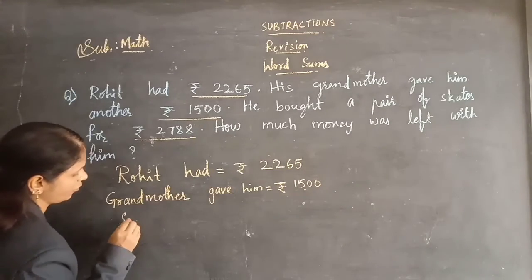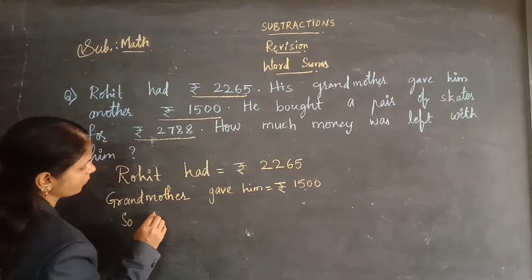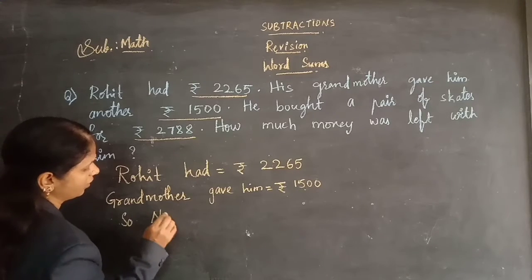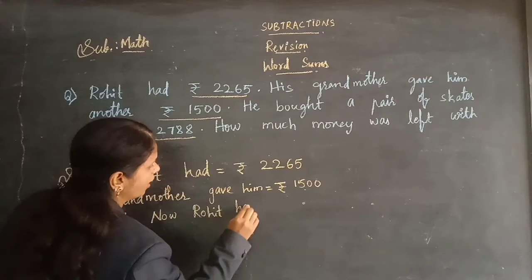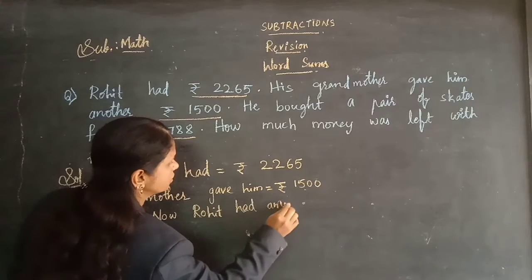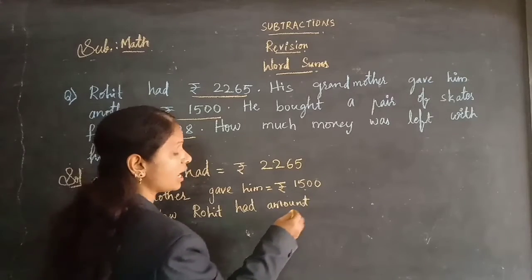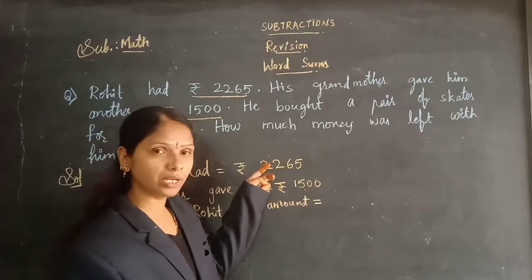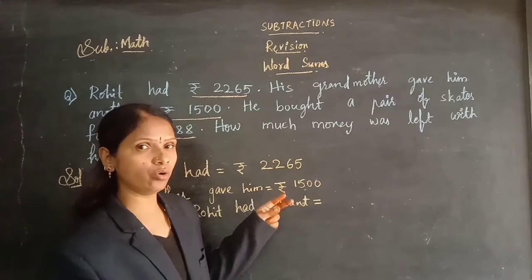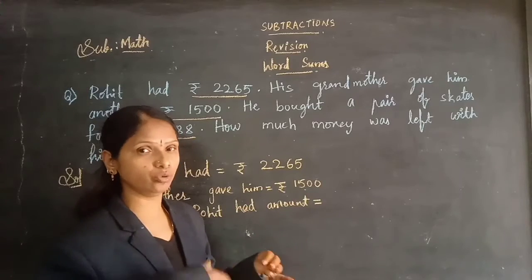So now Rohit had an amount. So after giving to the grandmother, Rohit had how much amount, children? How to find here? By adding. Why? Because after giving some amount to anyone, the amount will decrease with you, whatever you have.